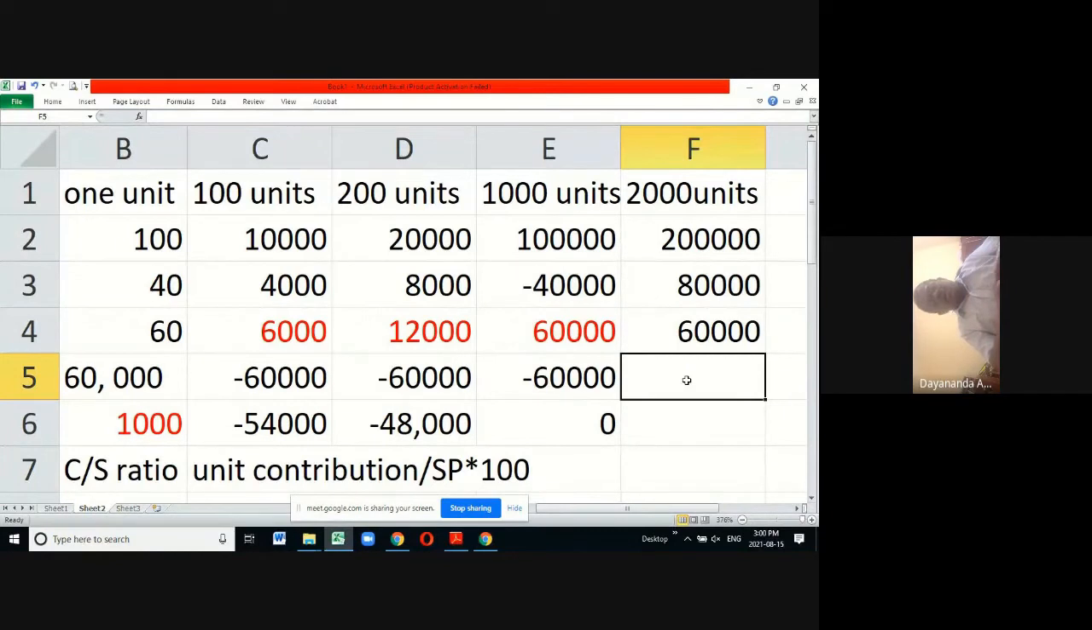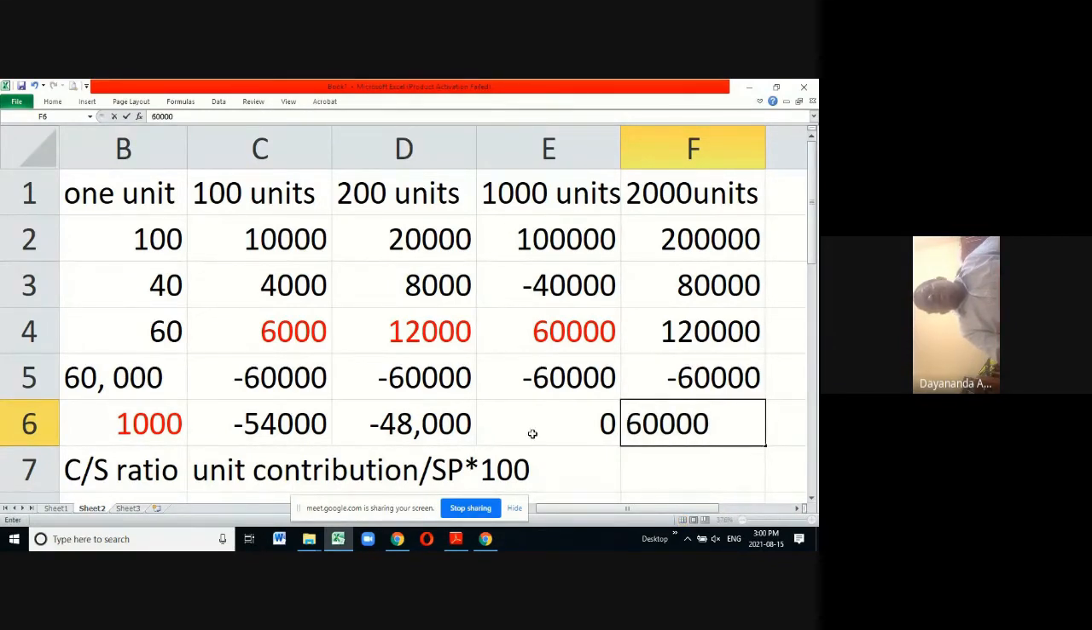No, I'm sorry. The contribution is different here. How much is the contribution? Contribution is double, no, 120, because we doubled the sales. Now here the fixed cost is 60,000. That's what I want to communicate. It won't change. So thereby your profit is 60,000.